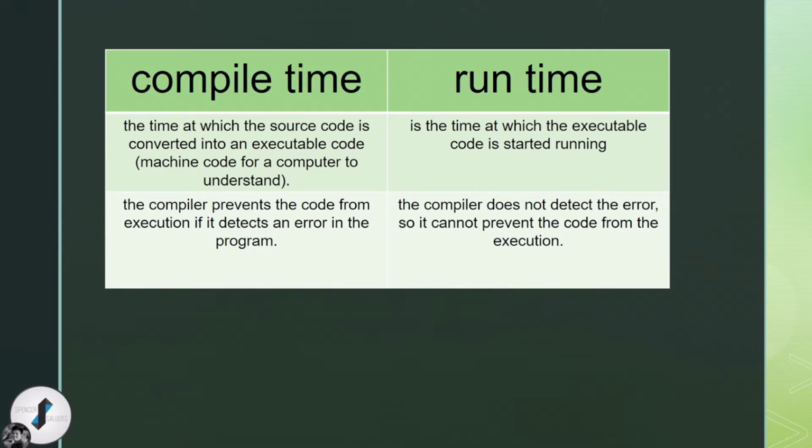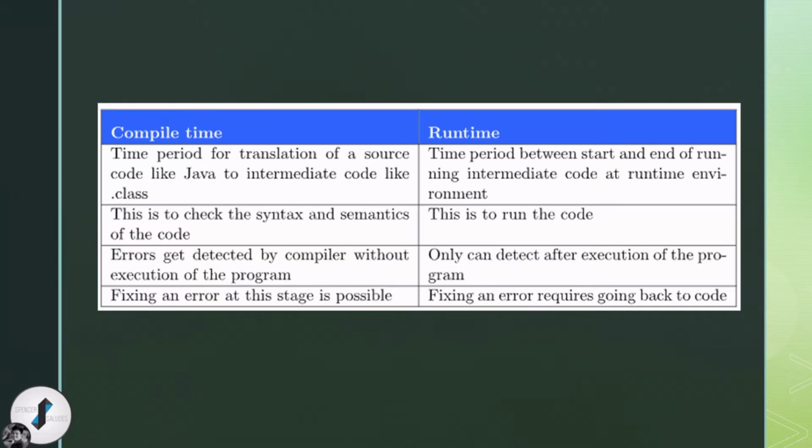And at compile time, yung compiler prevents the code pag may error. Hindi niya i-execute kapag may na-detect siyang error dun sa code, sa program. While sa runtime, yung compiler does not detect the error and it cannot prevent the code from the execution. Another differentiation is ang time period ng translation of a source code like Java to intermediate code like .class. Diyan na yung nakikita natin kapag kinumpile natin, nagkakaroon ng another file na .class. Diba yung una .java lang, tapos nagkakaroon ng another file pag kinumpile na .class.